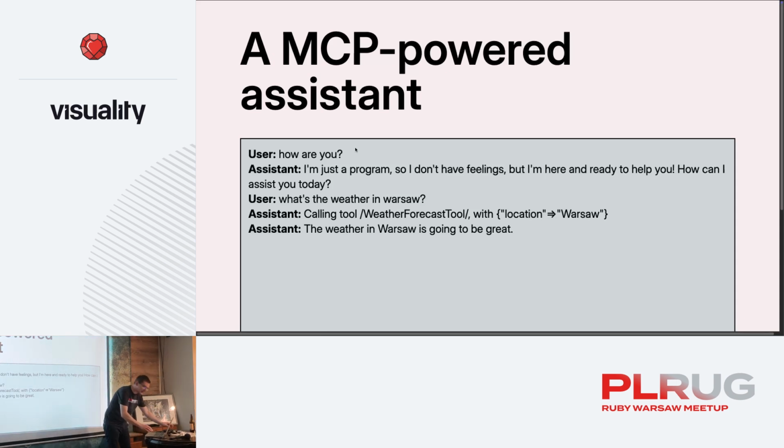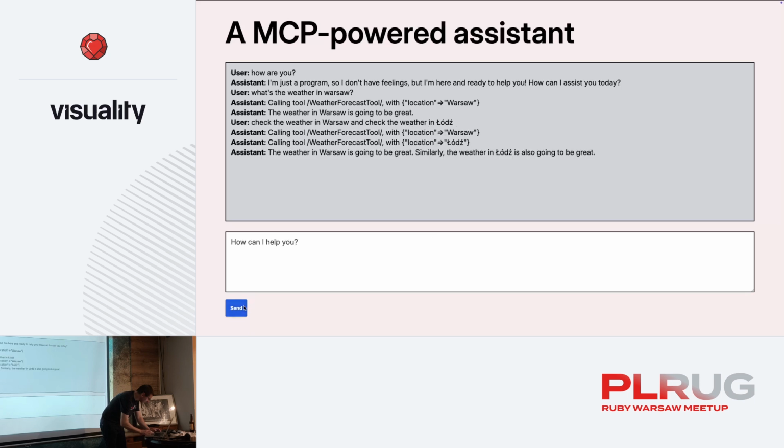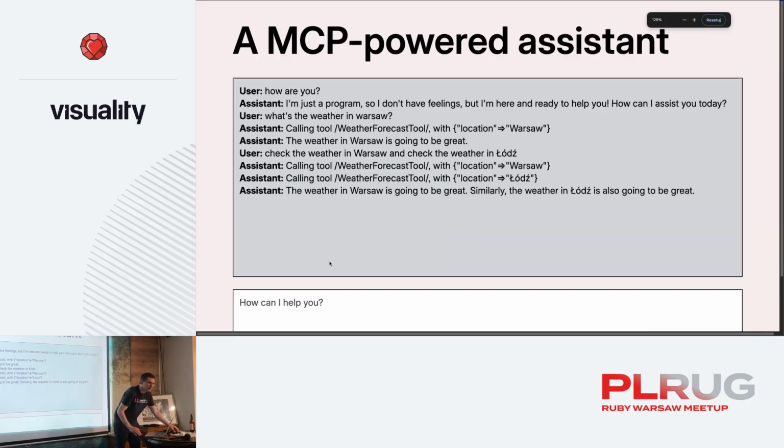I haven't done that before, so we're going to be achieving a very light demo. Check the weather in Warsaw and in Łódź. I don't know what it's going to do. Let's see. Okay, so now there we have it. It always answers it's going to be great. It's my application. So again, check the weather in Warsaw, check the weather in Łódź.